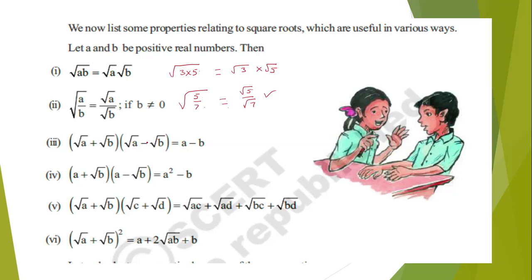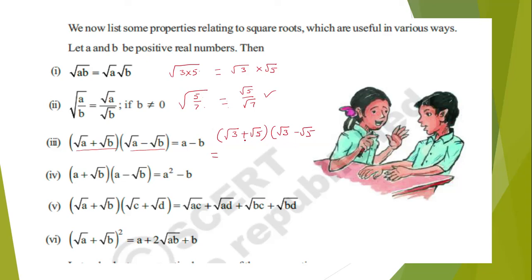Now we move to the third one. You may observe here root of A plus B into root of A minus B. Already you know some special products. A plus B into A minus B. What do you say? A plus B into A minus B is A square minus B square. We can use those. Here you take an example, you may understand better. Root 3 plus root 5 into root 3 minus root 5. Then what do you say?